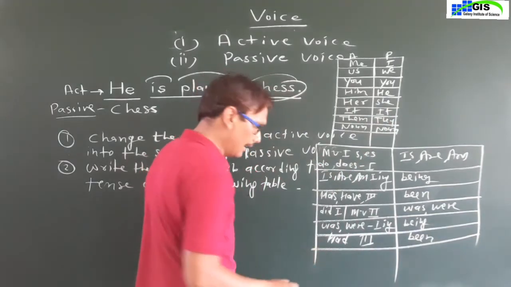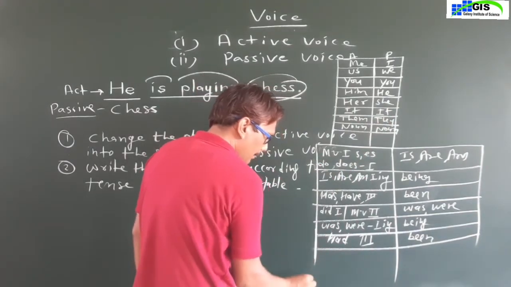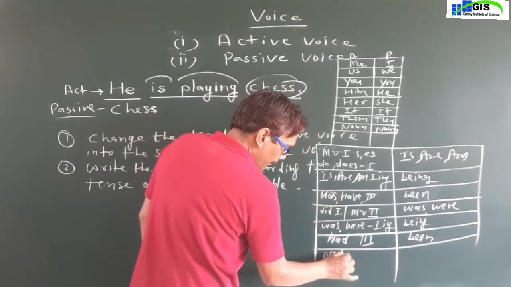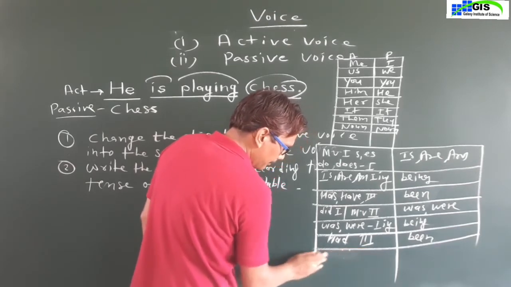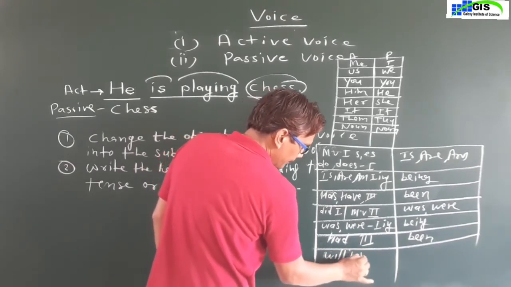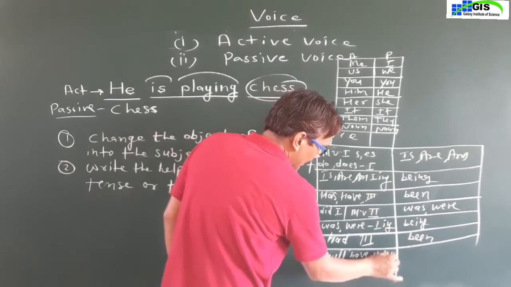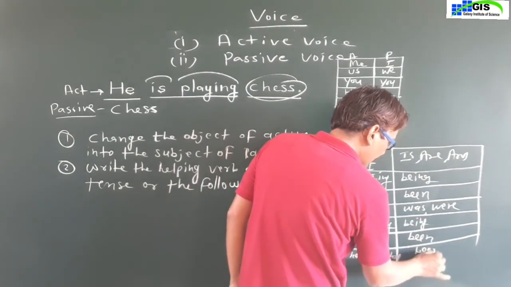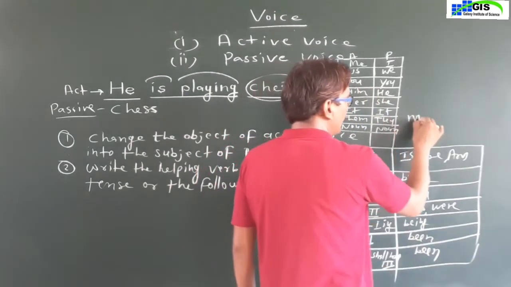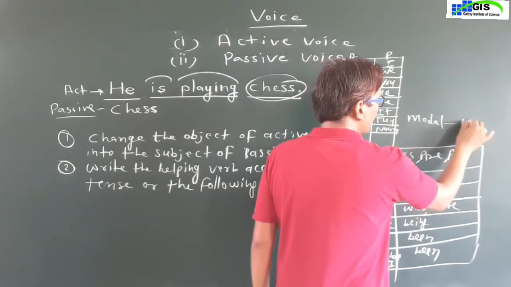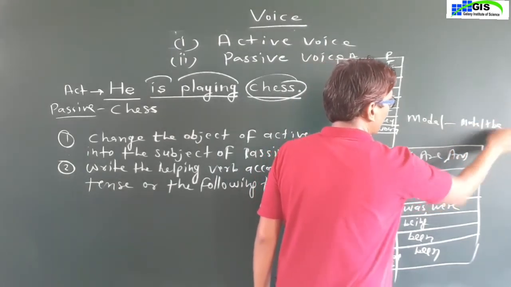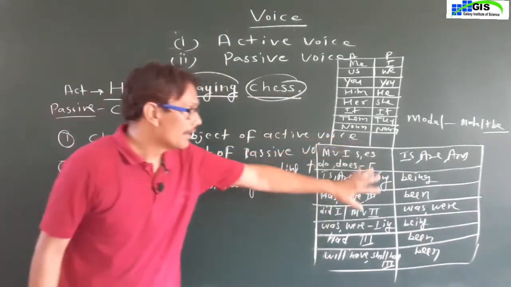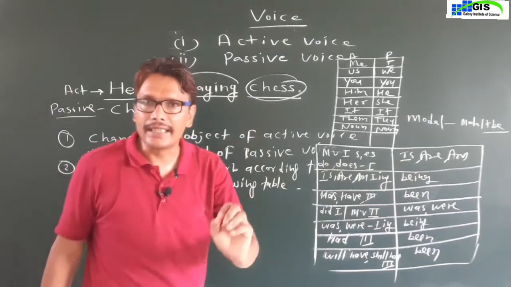If you find will have, shall have, am, be third, then use been. But if you find any modal, then use modal plus be. Means to say, my dear students, this is the table of tense.